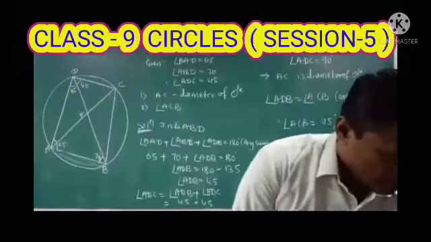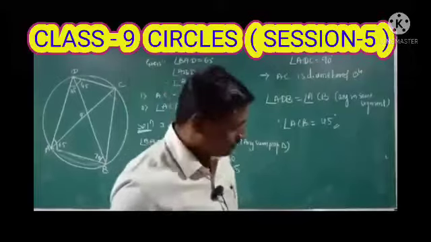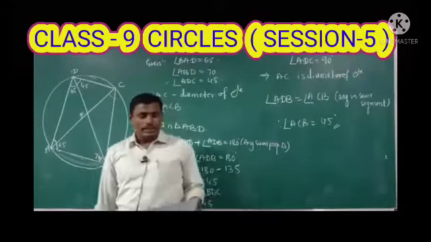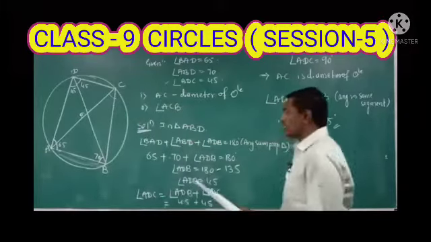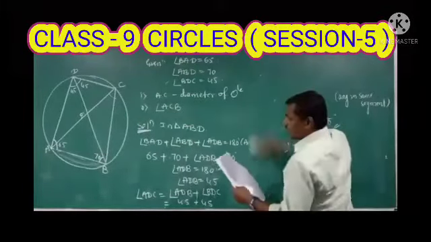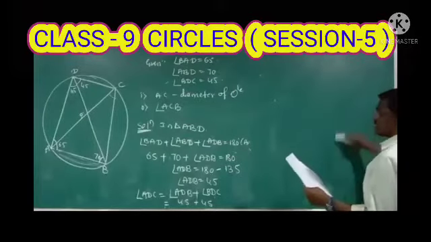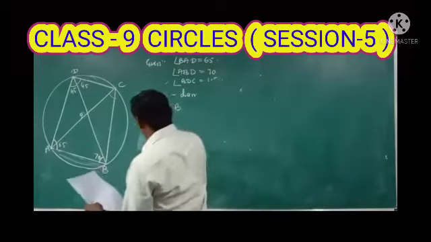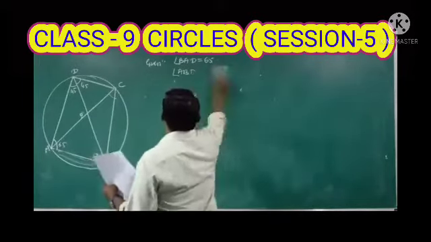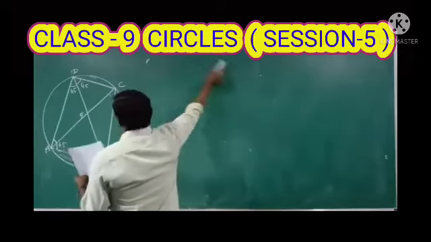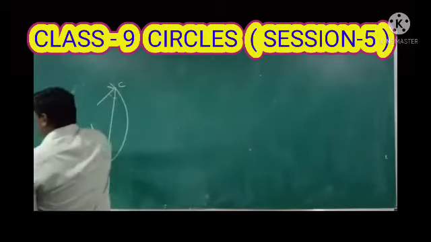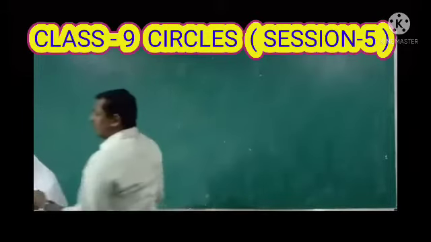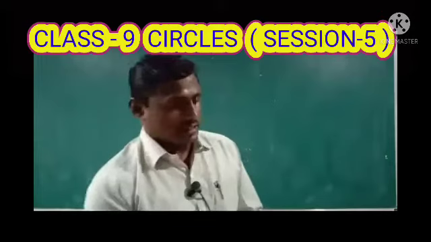Okay, let's move to the third question. What is given in the third question? In the figure AB is a common chord. AB is a common chord of two circles. If AC and AD are diameters, prove that points D, B and C are in a straight line.